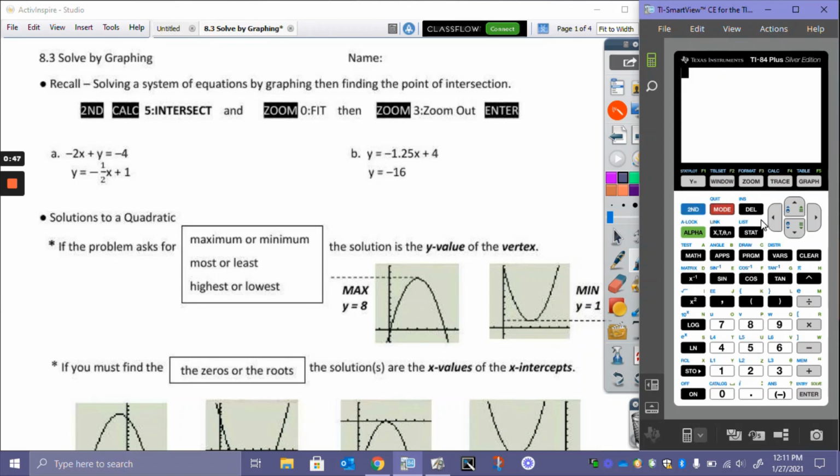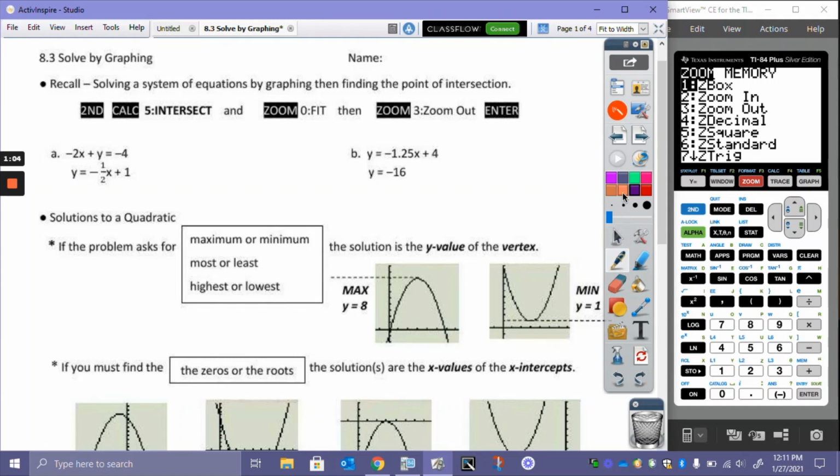Some other important things that you guys should know. Zoom is 0 for fit. This is going to make the graph shrink and show the most important parts of the graph on your screen. Zoom out would be hitting 3. And then one that's not listed on here, but that is equally as important that I want you guys to know, is zoom 6. And this is standard.